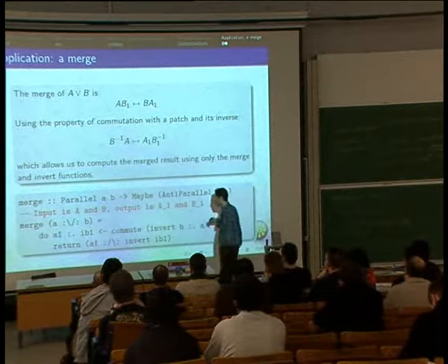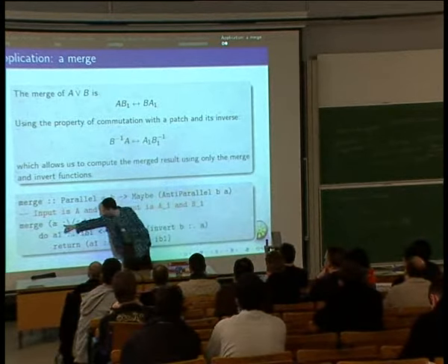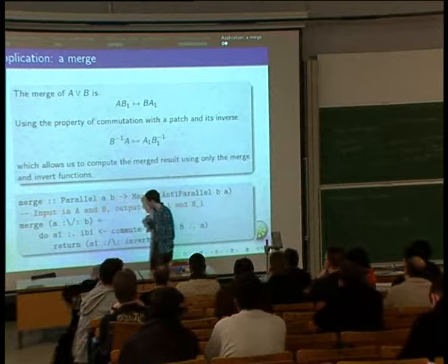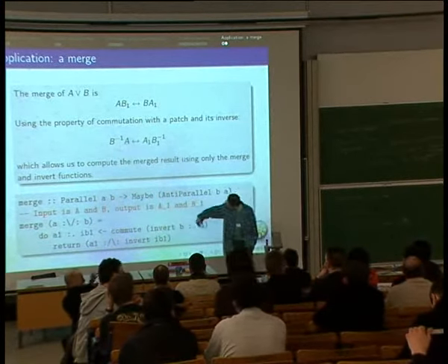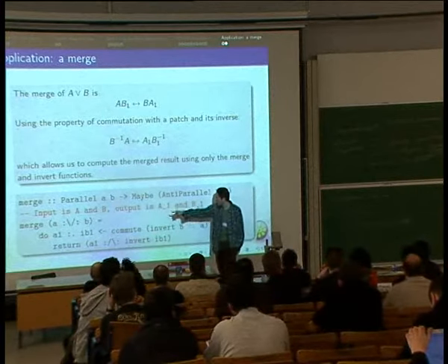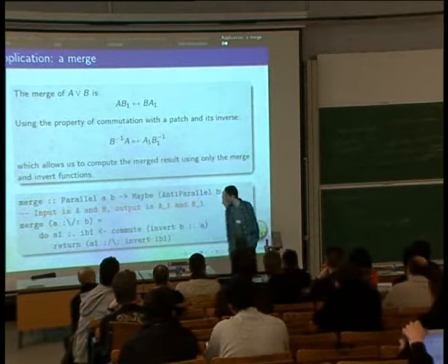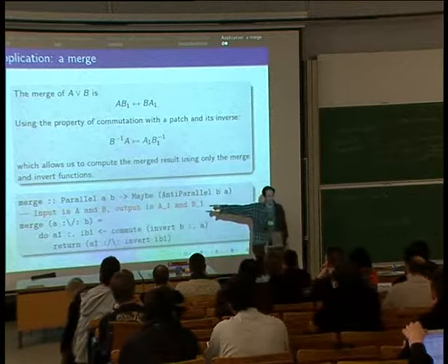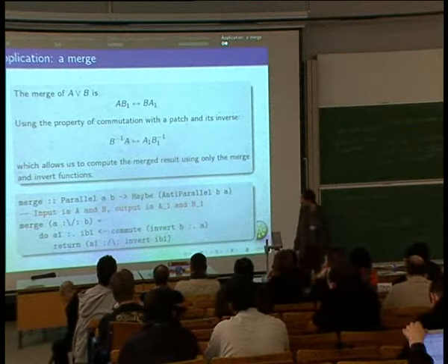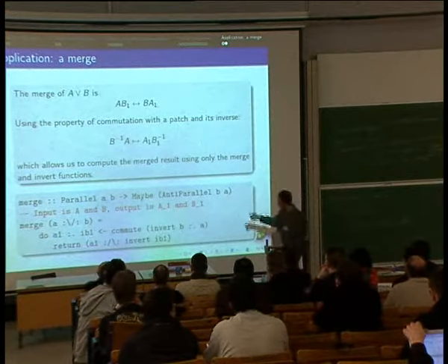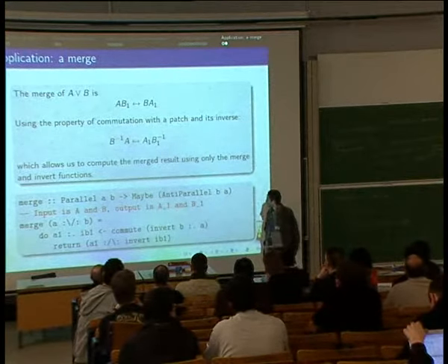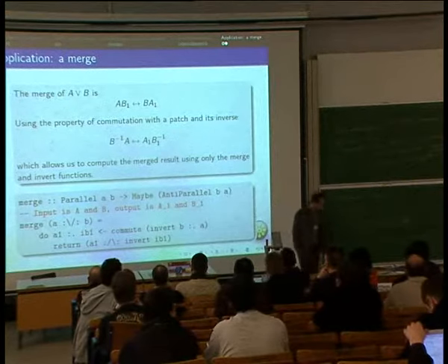And so what happens is you merge two parallel patches, A and B. You do that by inverting B and pairing it with A, and then you commute. That gives you A1 and B1, which you can then invert, the A1 and the inverse of B1. And you don't commute those, you return them. And that is how we do a merge.